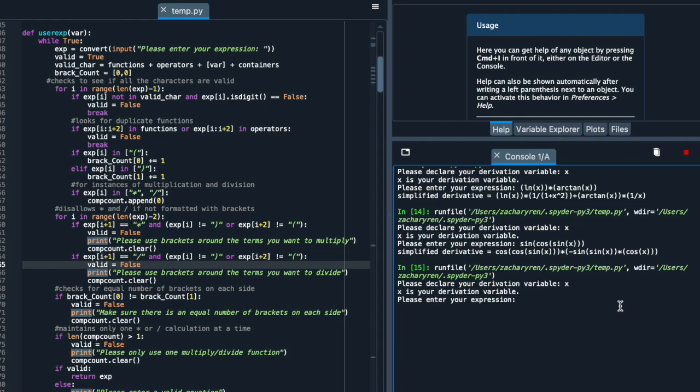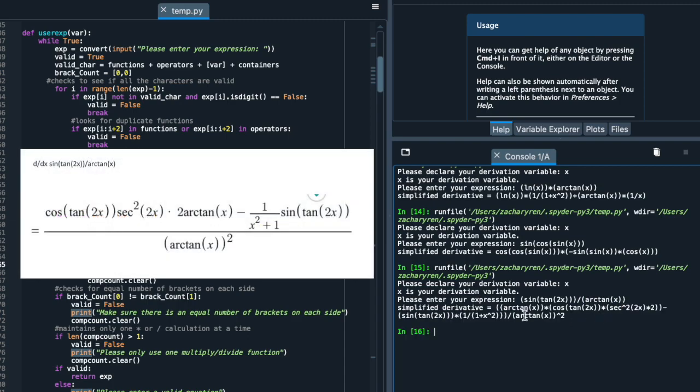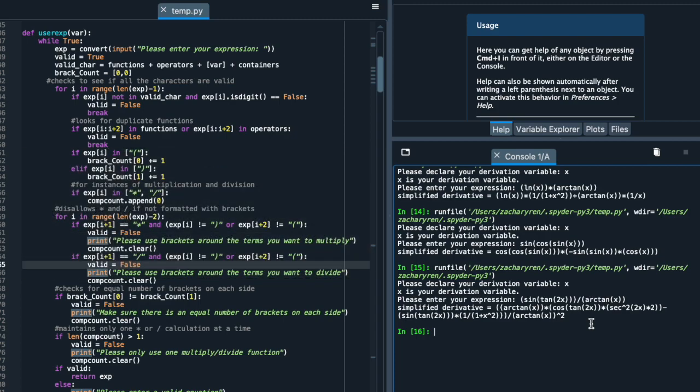And the third equation, this one's a little bit bigger. It's sine of tan 2x divided by arctan of x. And we get this monstrosity. And yeah, this is sort of the showcase for our online calculator.